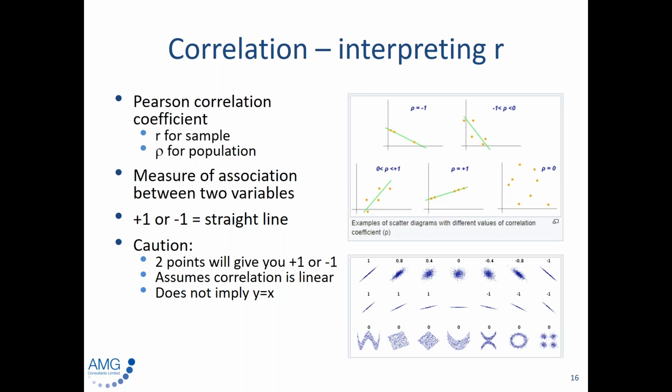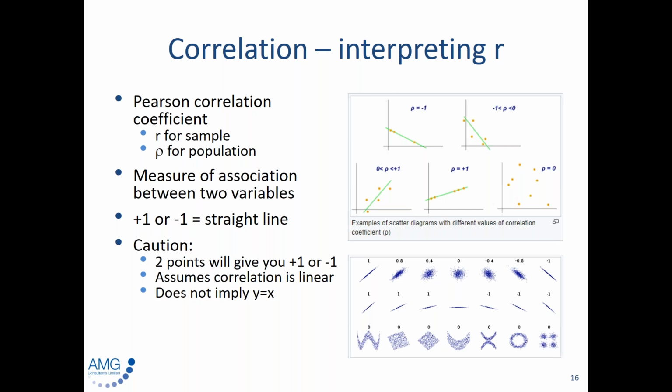Correlation is another thing you might want to look at. I'm talking here about the Pearson correlation coefficient, and there are two symbols here. R is technically for the sample, and rho is for a population. Essentially they are similar things, different technically to statisticians, and it's a measure of association between two variables. It takes a value between +1 and -1, where +1 and -1 are straight lines, as you can see in the bottom portion here.